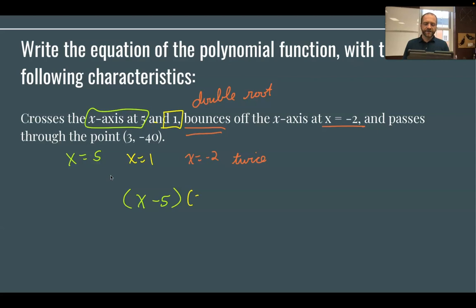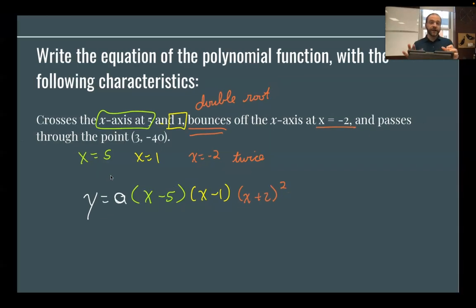I have an x minus 1. I have an x minus a -2, which would be an x plus 2 twice. That's not your function. That's the beginning steps of your function, because it says it passes through the point 3, -40. So I have a y equals, and I want to know what is this value of a.